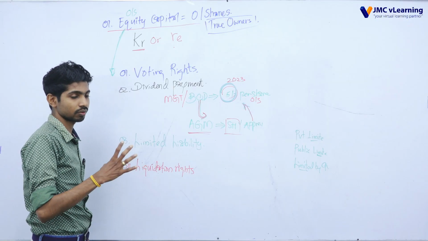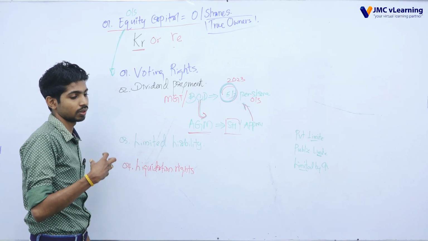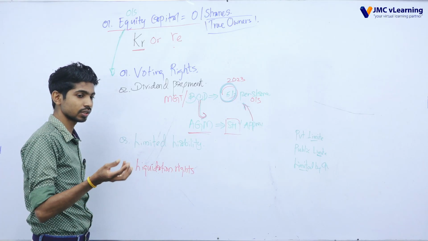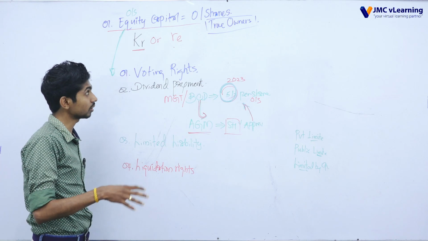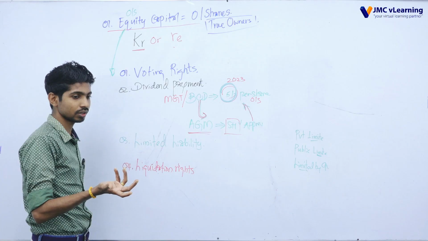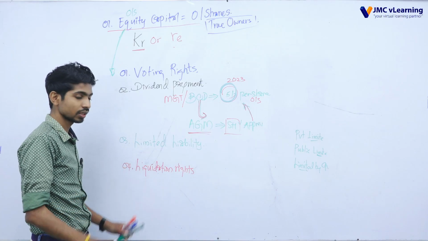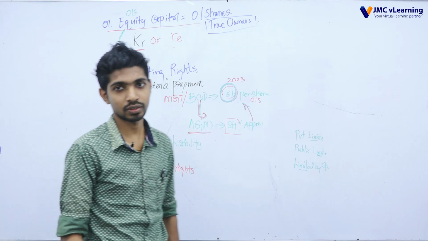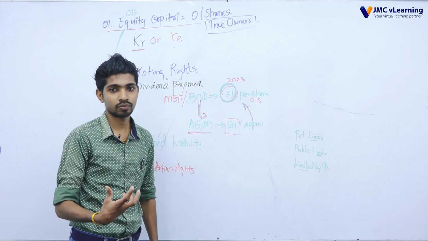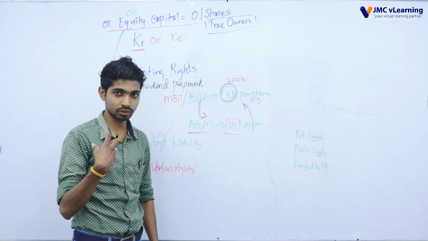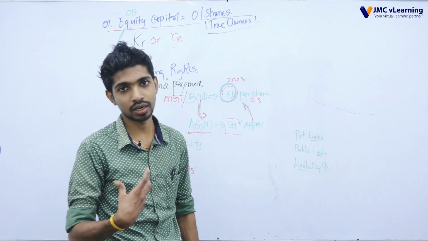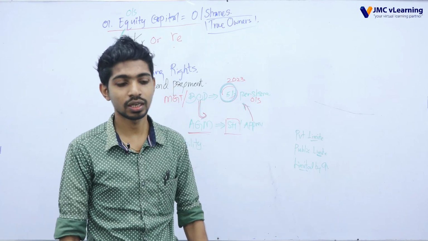There is a preference. Initially, they have to settle the outside liabilities. Finally, they will think about the ordinary shareholders' amount. If there is not enough money available, then the losses will fall on the ordinary shareholders. That is the liquidation rights. Liquidation rights mean that at the time of winding up the organization, if cash is available, then they are entitled to it. Otherwise, they have to sacrifice their investment amount.